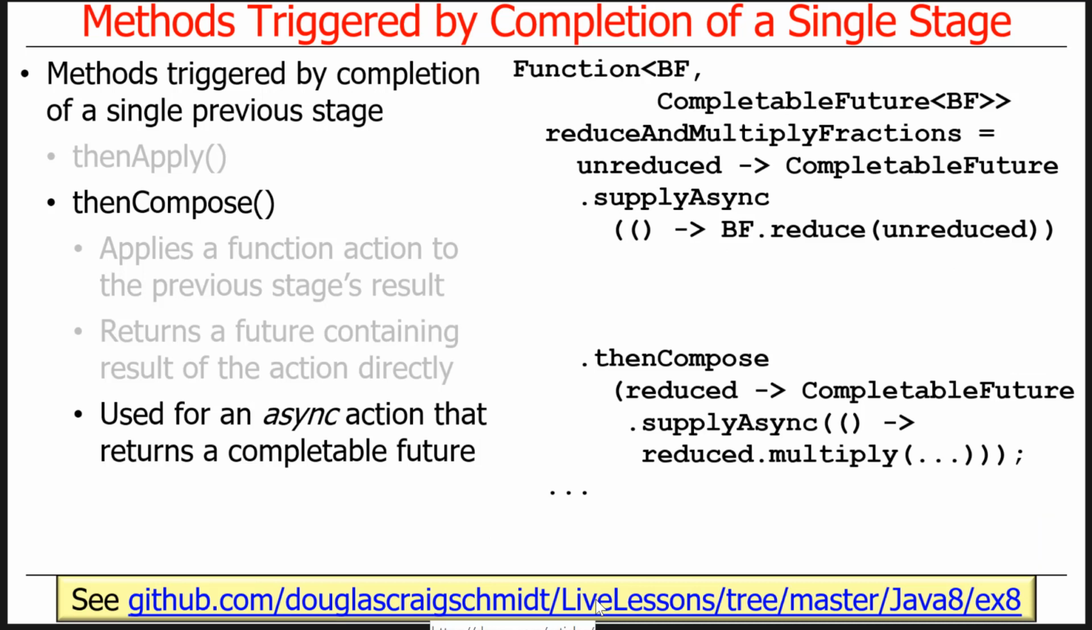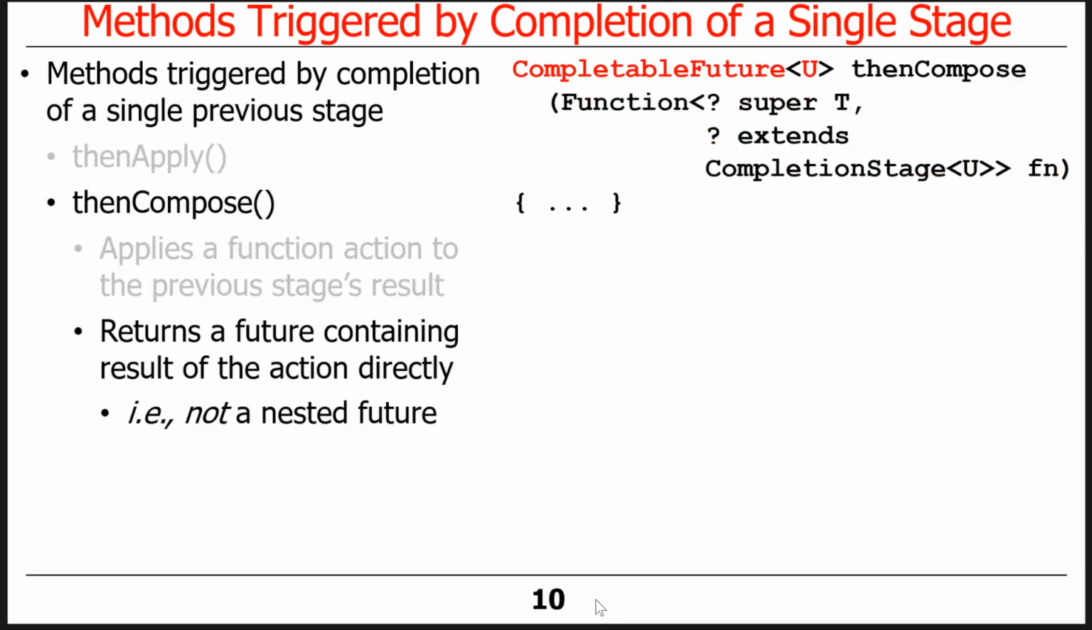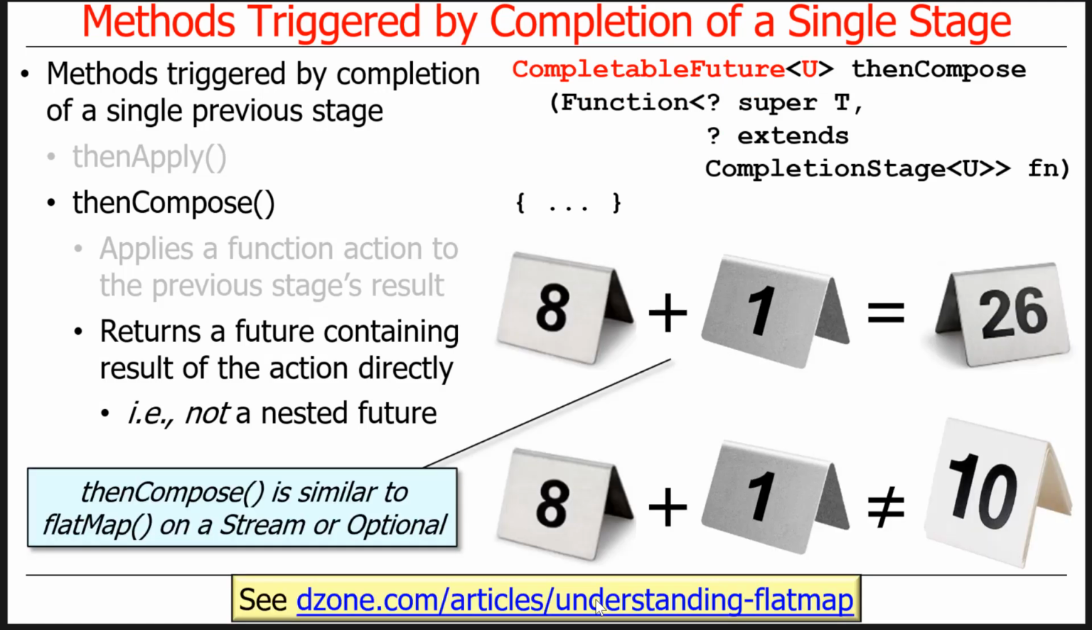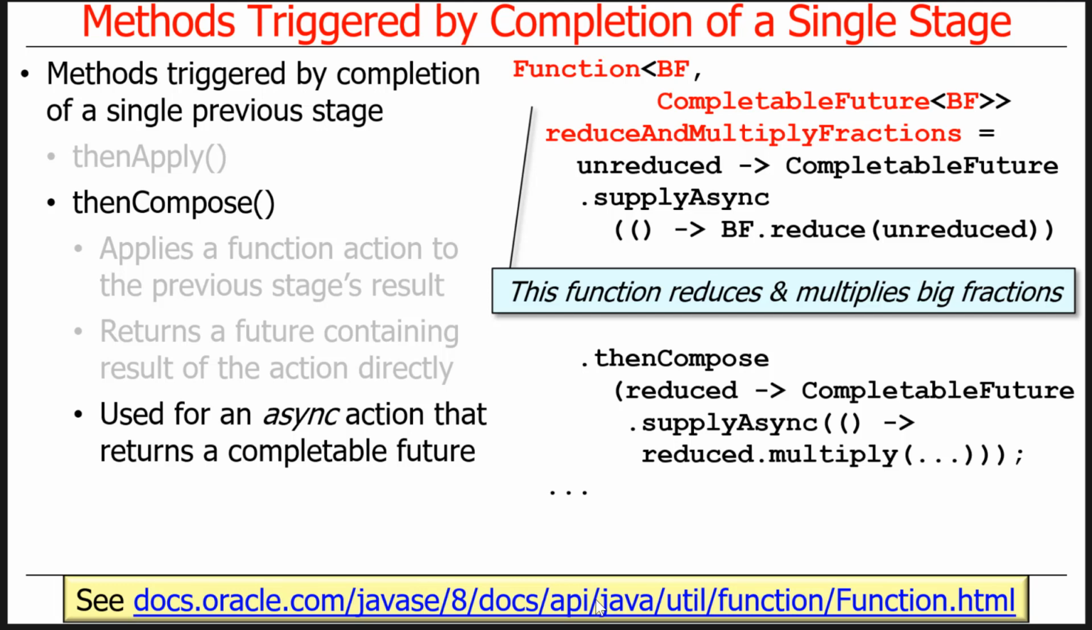So let's take a look at an example that will hopefully make this a little bit more clear. It's a little bit mysterious at first, and it takes some while to get your head around it. So you use thenCompose for asynchronous actions that return completable futures. So remember, we used thenApply for synchronous actions that returned a value and not a future. We can then use thenCompose for async actions that return a completable future, but we want those completable futures to be de-nested. So let's take a look at an example.